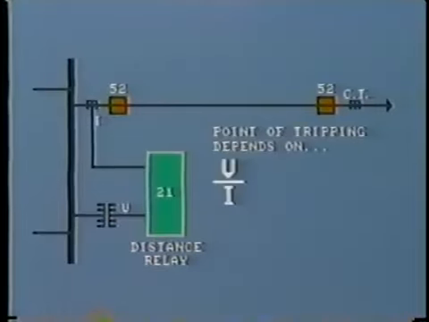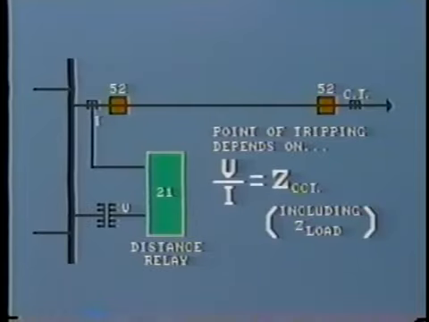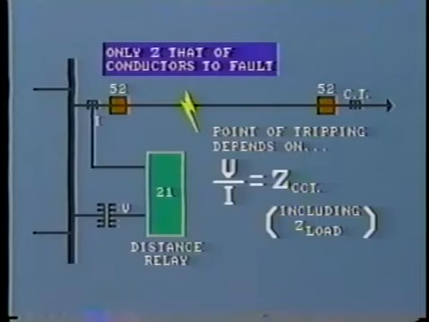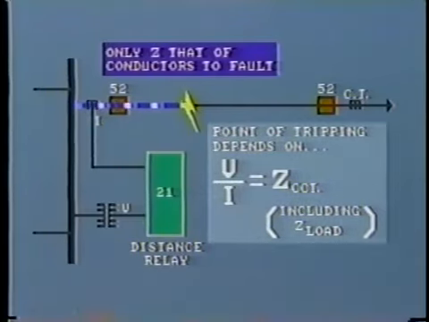Either way, the actual point of tripping depends upon the comparison. That is the ratio of voltage to current, V over I. The relay is in fact measuring the impedance of the circuit being protected, including the load impedance. However, if we have a fault on the line, say a direct phase-to-phase fault, then the circuit impedance to the fault is only that of the conductors themselves, and as we know, this is a relatively small value. Indeed, this is the very reason that the current increases to such a high magnitude. So the relay is set to operate when the measured impedance falls below a specific value.